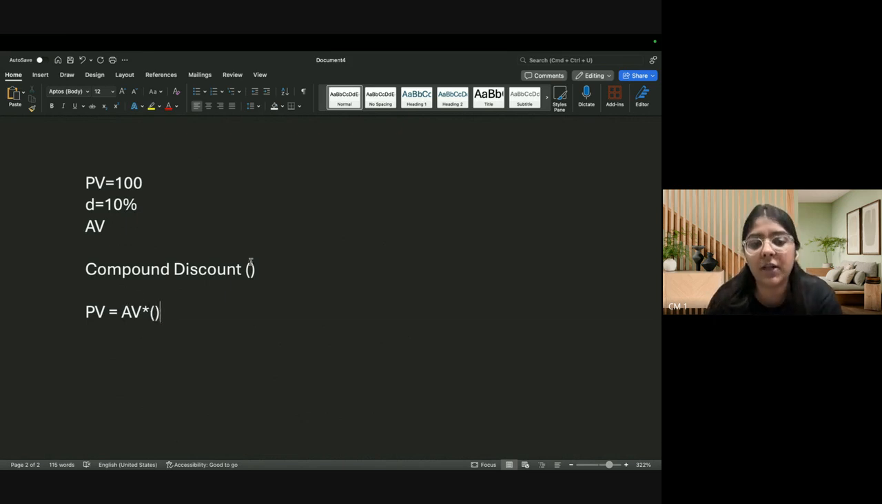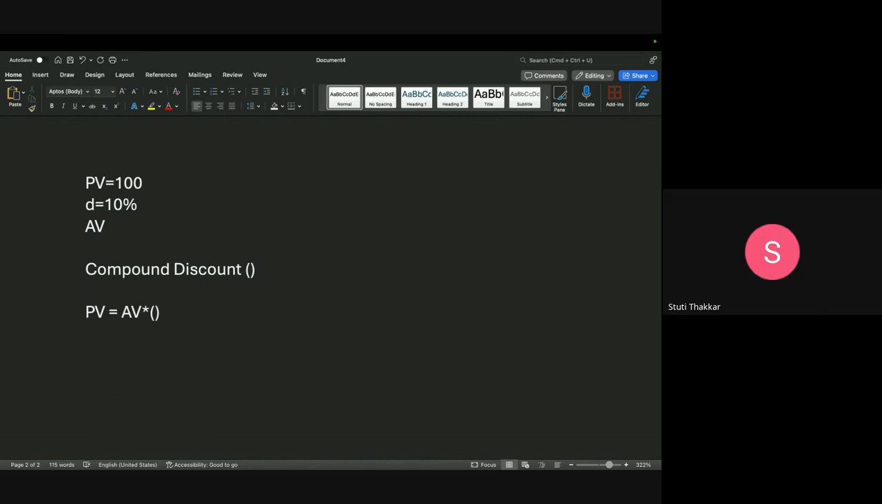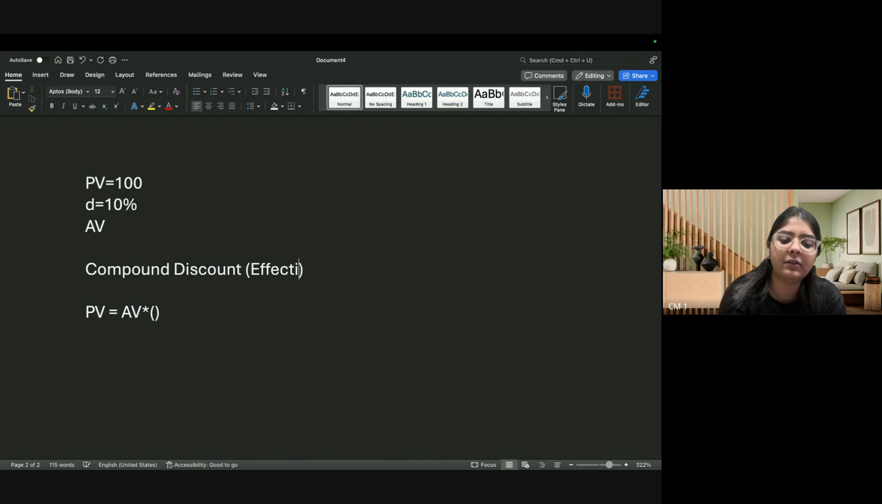Another name for compound interest was effective ROI. So effective ROI. This will be ROD, rate of discount.